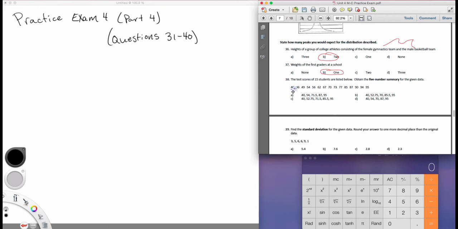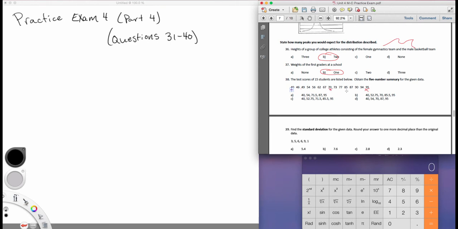And we'll just put that there. 95 is the other value, so it's going to be between 40 and 95. And notice that they do all those. Now we need to find the median. There's 15 values, so we can go 1, 2, 3, 4, 5, 6, 7, 8. 70 should be our median.